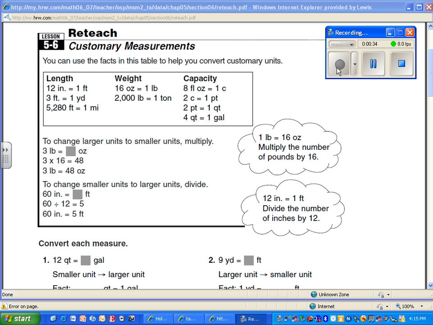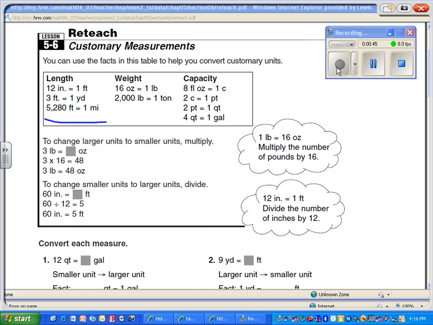So just take a look at the 5-6 notes. We'll start on the reteach side, as you see here. What they did up here at the top is they're giving you some common conversion rates in length, weight, and capacity or volume. So in our length, here's some of the basics that we know. We know that there are 12 inches in a foot. We know there are 3 feet in a yard. And we know that there are 5,280 feet in 1 mile. So that's going to help you with your homework. So please keep these notes and make reference to them as you work throughout your homework.